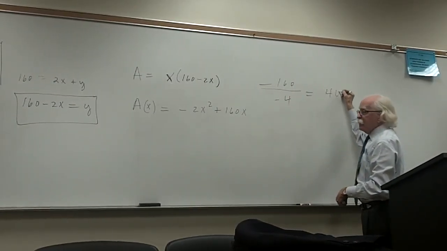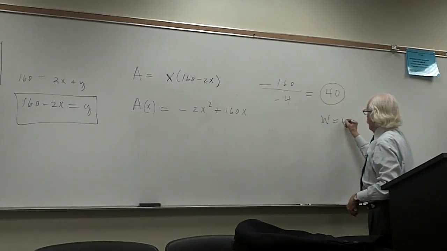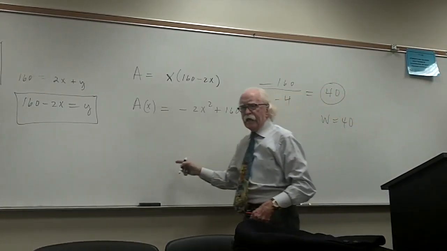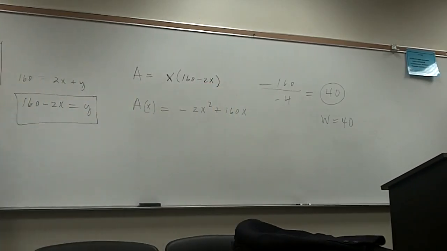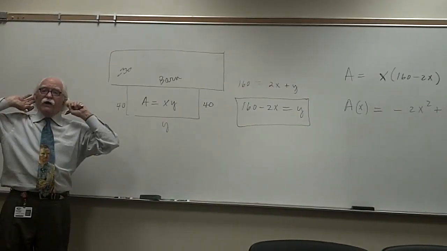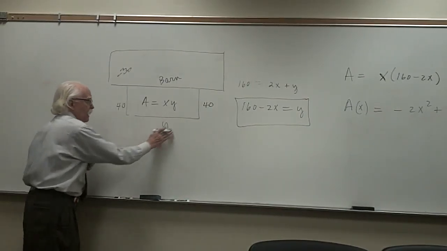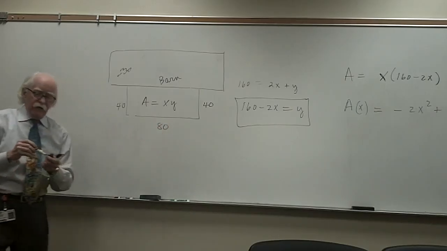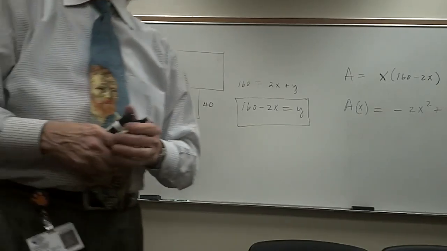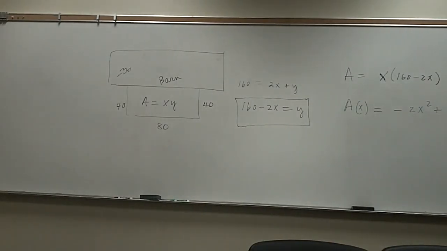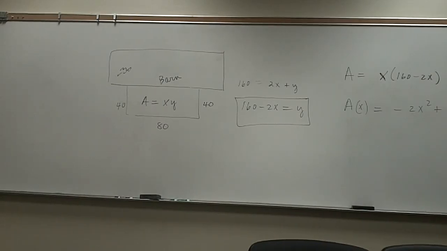So the width is 40, folks. The width is 40. So to make this the maximum, if this is 40 and this is 40, you know how much 40 plus 40 is? 80. Do you know what 160 minus 80 is? 80. Folks, you cannot make a rectangle with one side missing any other way that produces a maximum size garden.